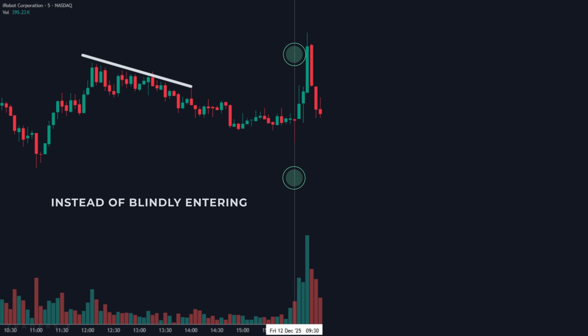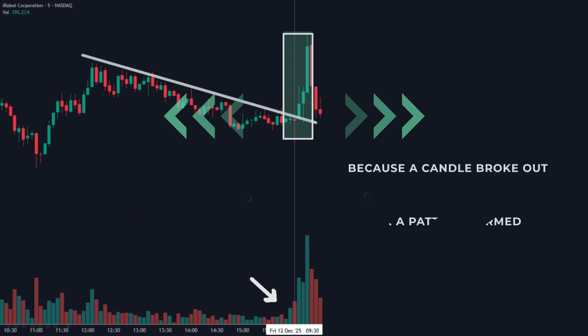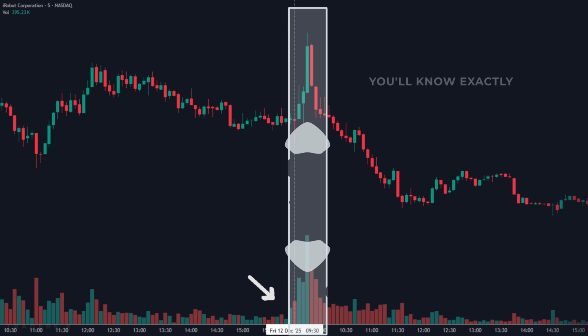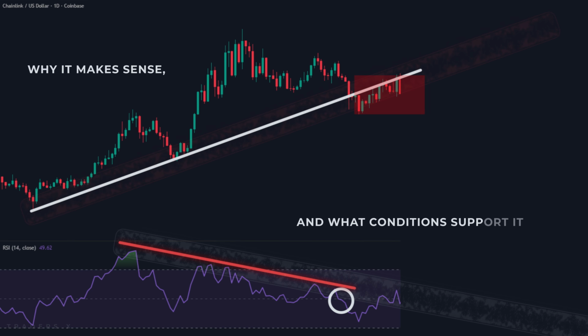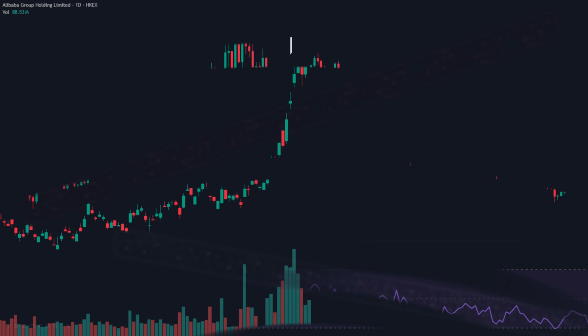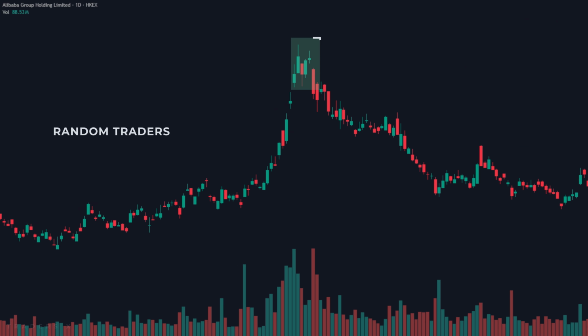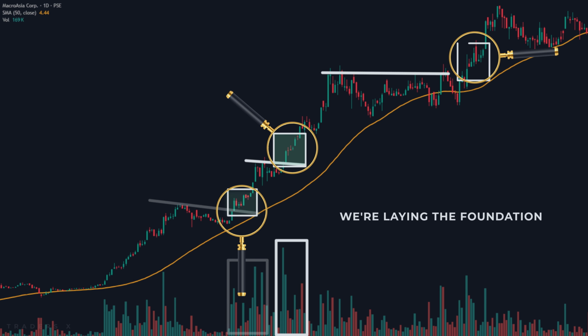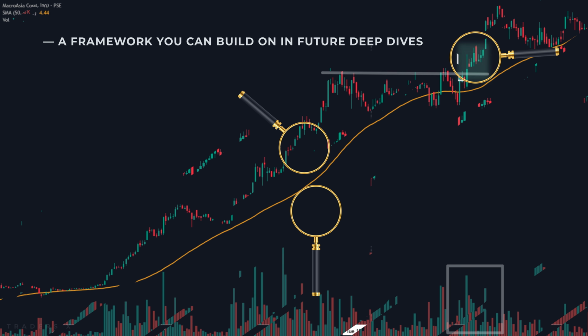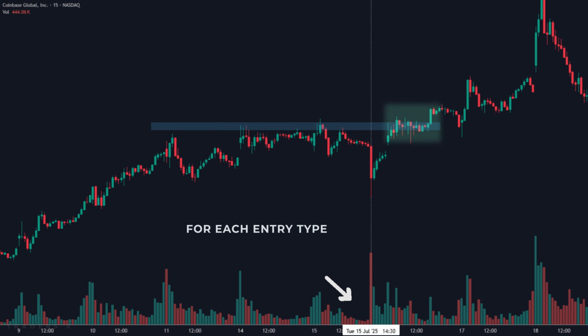Instead of blindly entering because a candle broke out or a pattern formed, you'll know exactly what type of trade you're taking, why it makes sense, and what conditions support it. This clarity is what separates random traders from strategic operators. We're laying the foundation, a framework you can build on in future deep dives for each entry type.